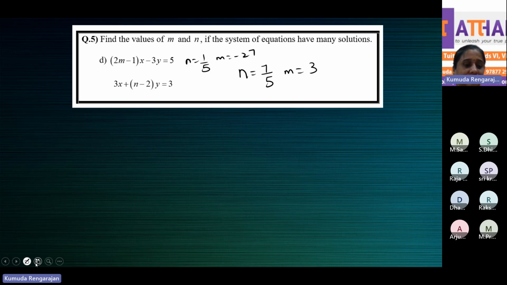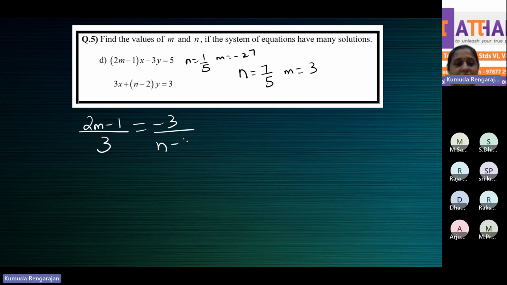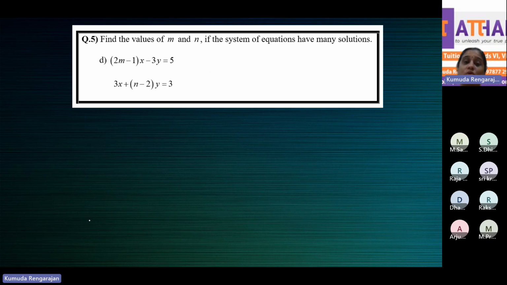So here, children, this is A1 by A2 is equal to B1 by B2, is equal to C1 by C2, am I right, children? See, I told you 3 minutes, to do only the answer in 3 minutes. See, we can do it in 1 minute itself. I'll tell you. See here, all of you know this.